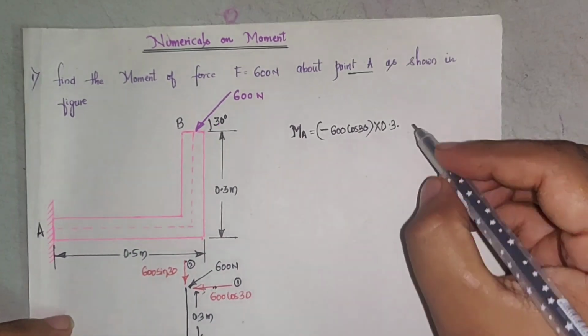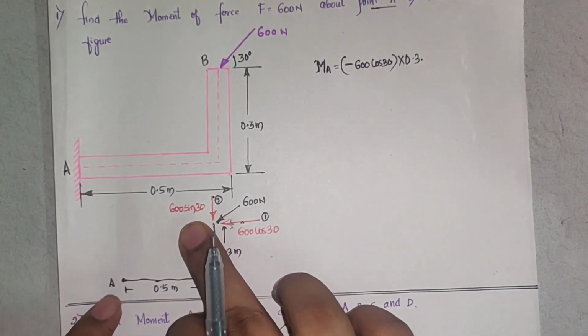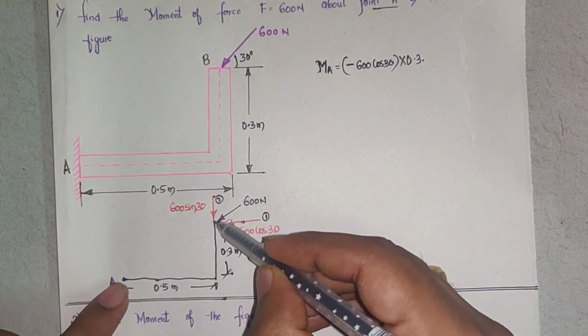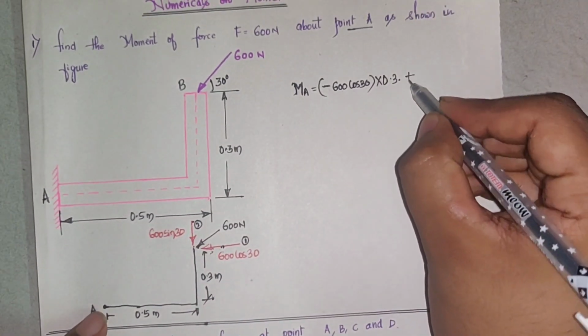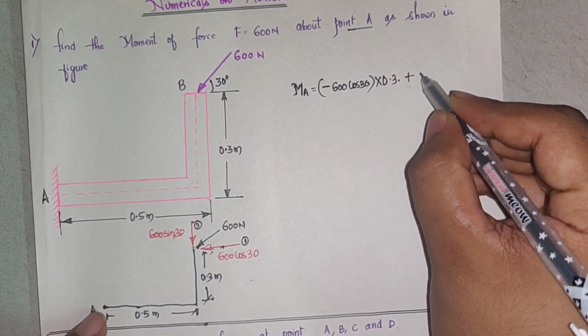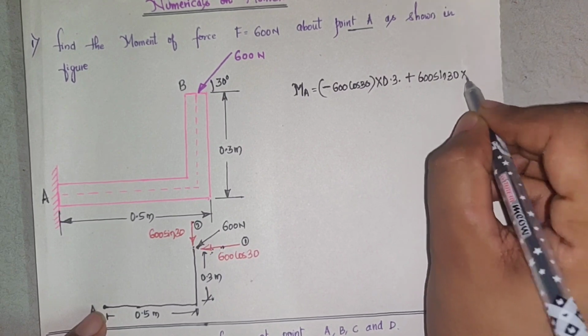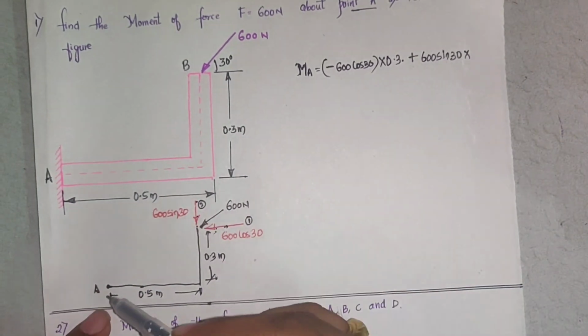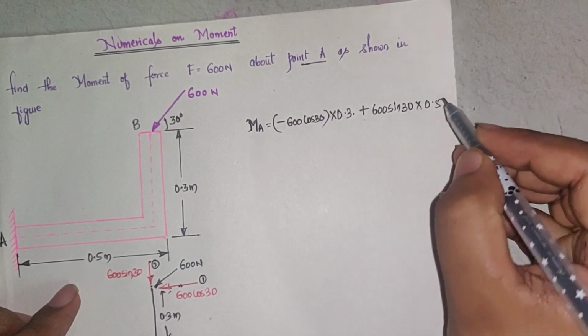Then how is the rotation caused by 600 sin 30 about point A? Force is here, so how will this rotate? This will rotate clockwise. So this is plus 600 sin 30 into the perpendicular distance of this force about point A. Perpendicular distance is 0.5. So 0.5.